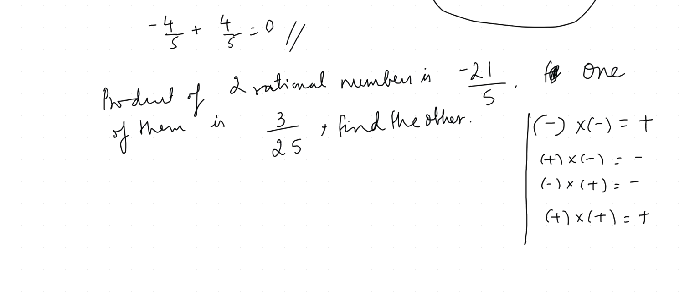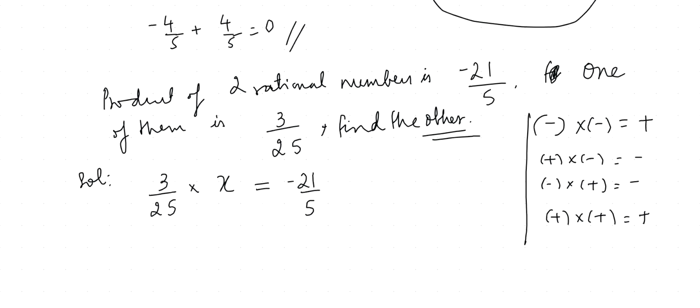So this is the English statement. Okay, the word problem. There are two rational numbers. I don't know the other one. One of them I know. So what is one of them? One of them is 3 over 25. Find the other. The other I don't know. I can call it x or y or whatever variable. So I'm going to get minus 21 over 5.